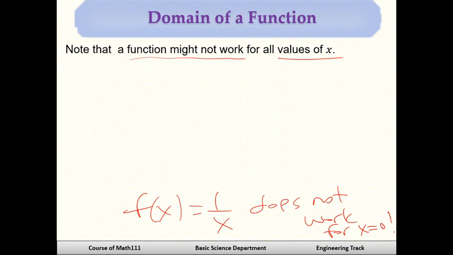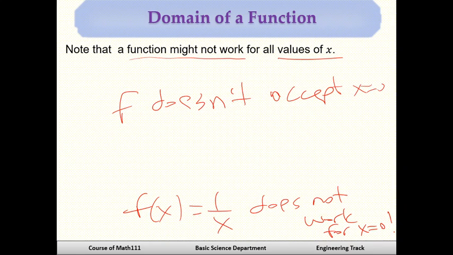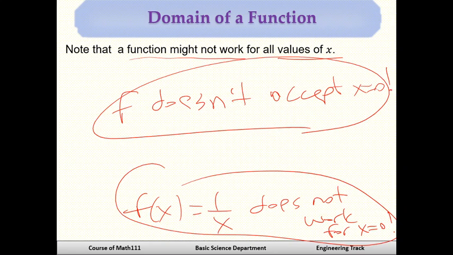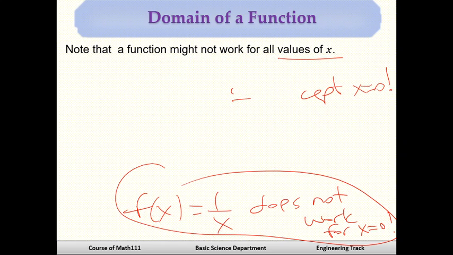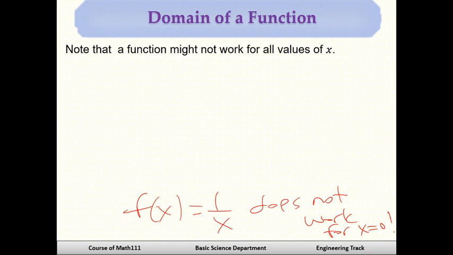So f doesn't accept 0, right? Or you can say this, or you can say that. Or you can say f of x is not a real number for x equal to 0.